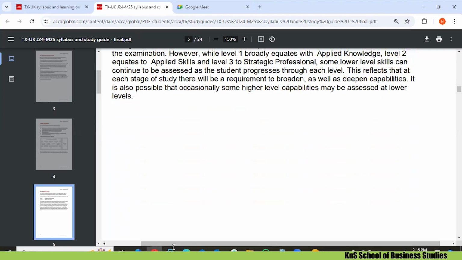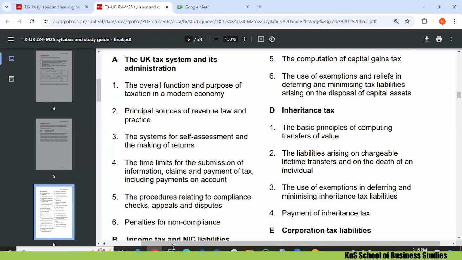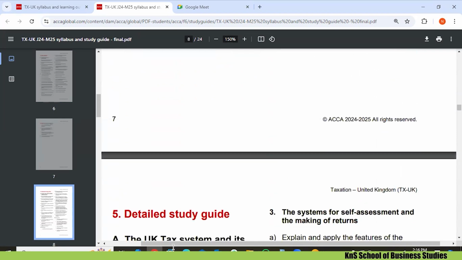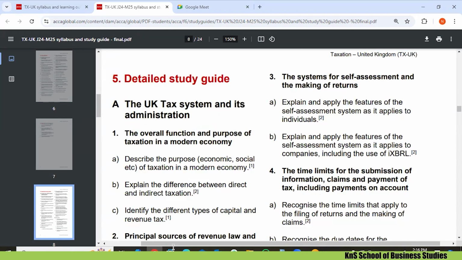It's very important to read the study guide, first of all the syllabus, solve every past exam, and then you can go towards the examiner reports and some other stuff as well. ACCA is very rich in its resources.